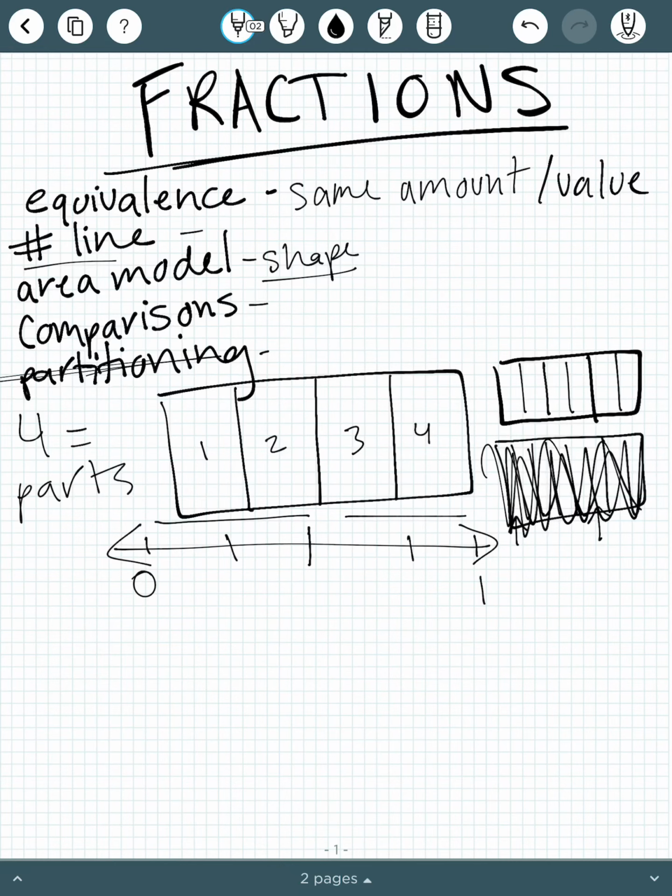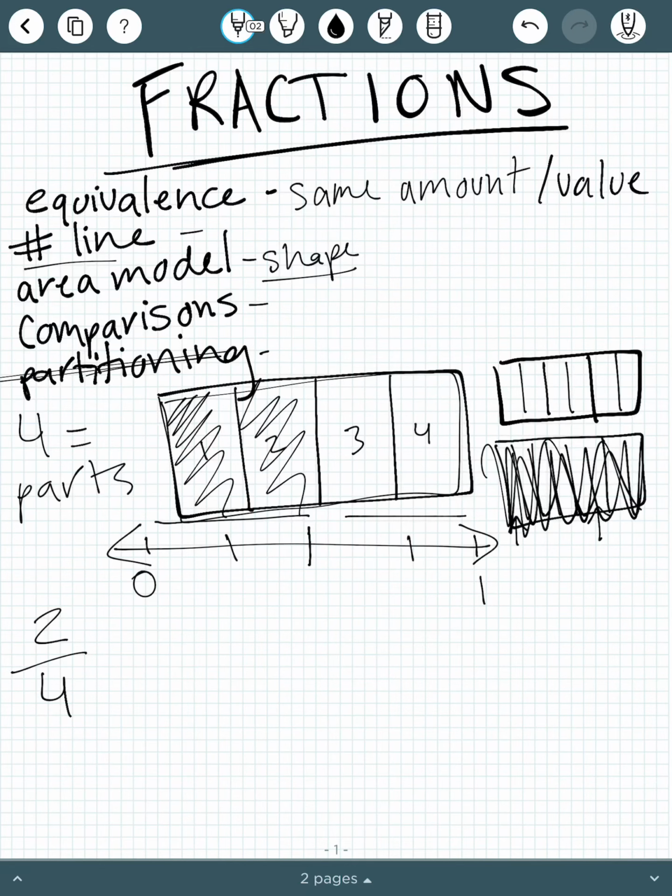So after we partition, check on partitioning, then we would move to, okay, show me what 2/4 looks like in an area model. So then they would draw this rectangle shape again, and then they would maybe start by shading 2 parts, knowing that 1 part is 1/4, 2 parts is 2/4. So 2 pieces have been shaded, so the numerator shows how many parts are shaded, or in the case of a number line, how far has been traveled. We have traveled 2/4.